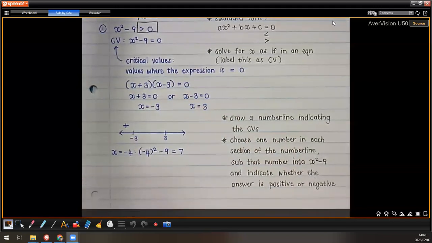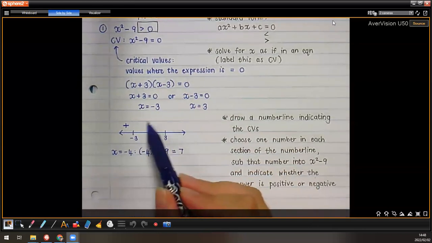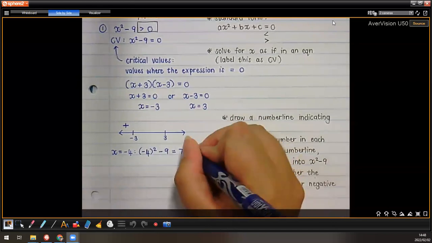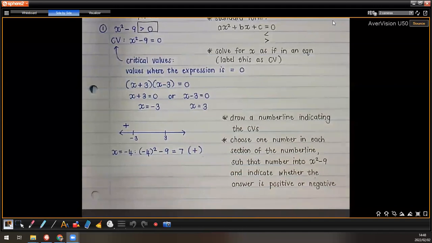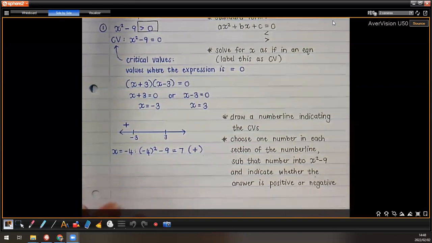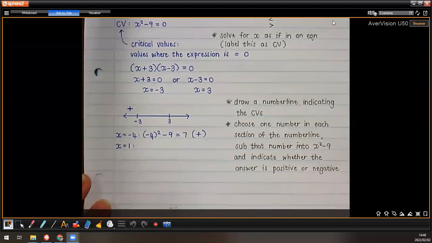It doesn't matter which number you choose that's smaller than -3. If it's any number smaller than -3, you will get a positive answer. Now let's choose a number between -3 and 3. Let me just make a plus next to this, so that you know that is what we're looking at. I'm not worried about what that number is. You're not writing 7, you're writing plus or positive. Can we think of an easy number between -3 and 3? What about 0? You can do 1, so 1. Okay, let's go with 1. X equals 1. That's fine.